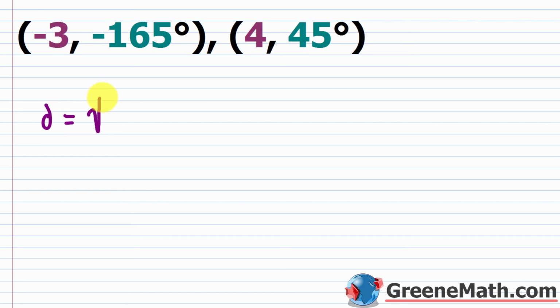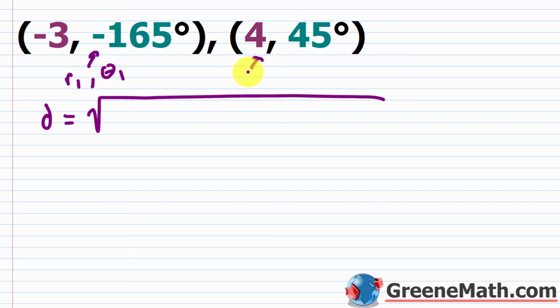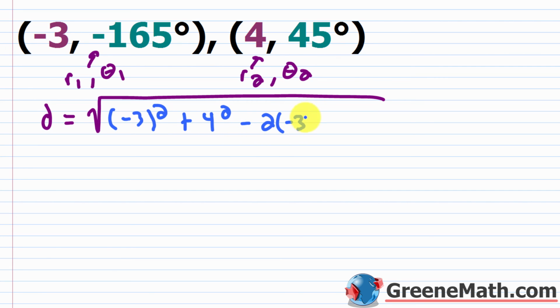So the distance is equal to the square root of, let's call this point 1, so r sub 1, comma, theta sub 1. Let's call this point 2, so r sub 2, comma, theta sub 2. And again, all I'm going to do is just plug in. So I'd have negative 3, be careful there, being squared, plus you'd have 4 being squared, and then minus 2 times negative 3, times 4, and then times the cosine of, if you subtract 45 minus a negative 165, that's like 45 plus 165. Let me put my degree symbols in there. So that's going to give me 210 degrees. Let me extend this a little bit over.